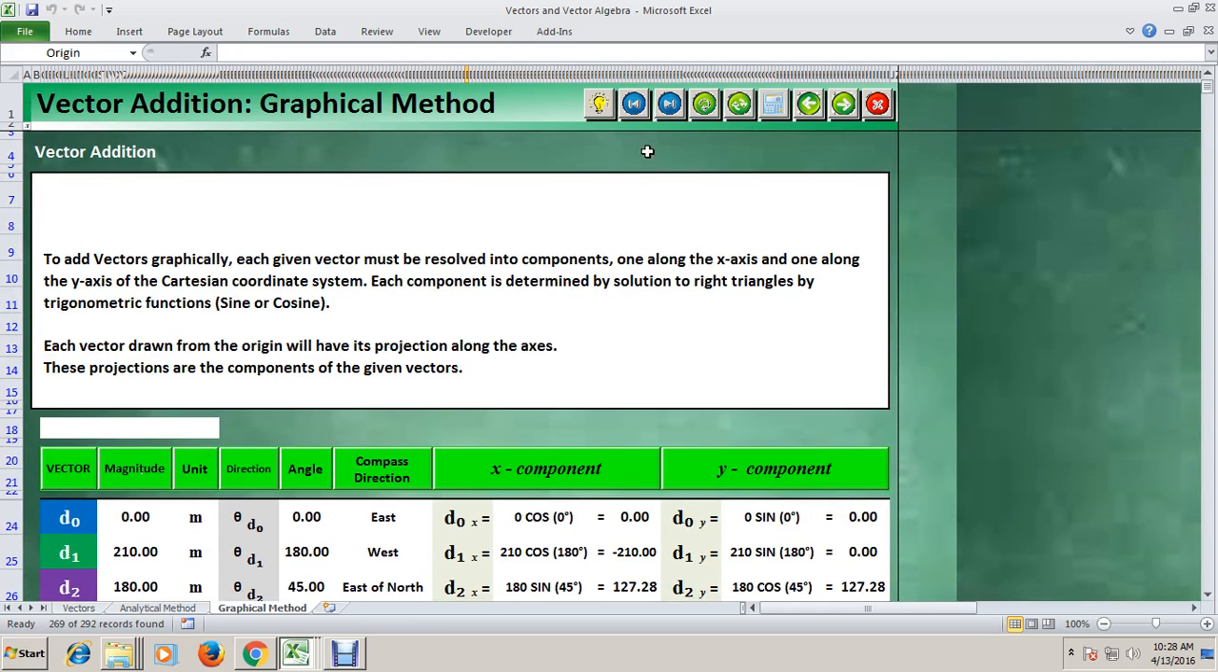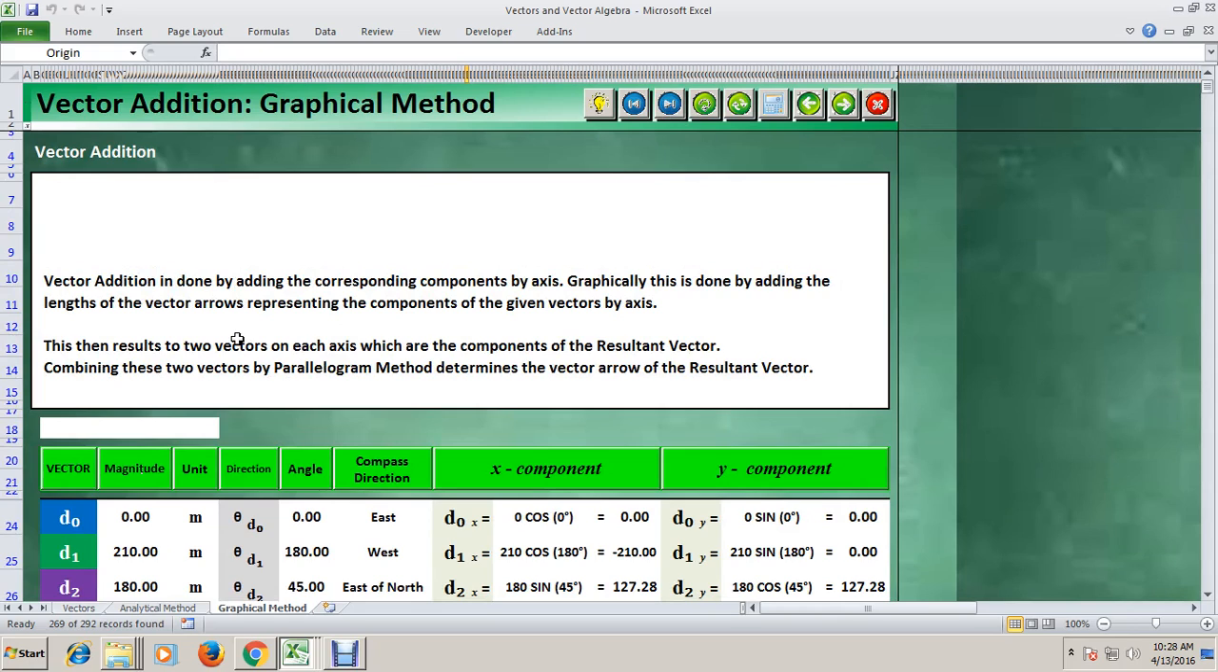Okay, so let's proceed. The vector addition is done by adding the corresponding components. Graphically, this is done by adding the lengths of the vector arrows representing the components of the given vectors by axis. This then results in two vectors on each axis, which are the components of the resultant vector. Combining these two vectors by the parallelogram method determines the vector arrow of the resultant vector. So therefore, the idea is that we need to first discuss the parallelogram method.